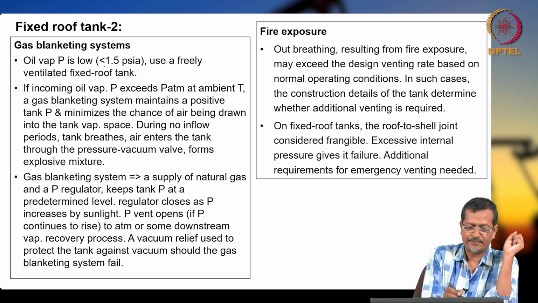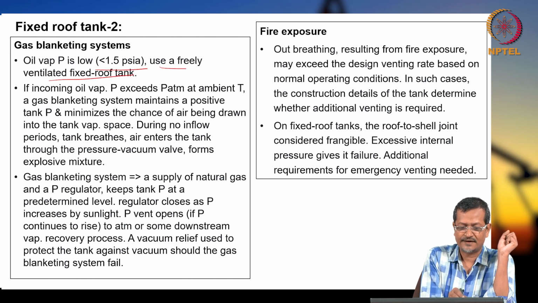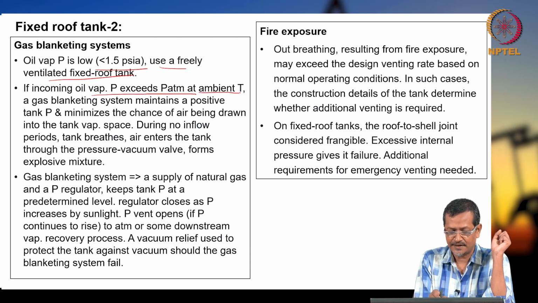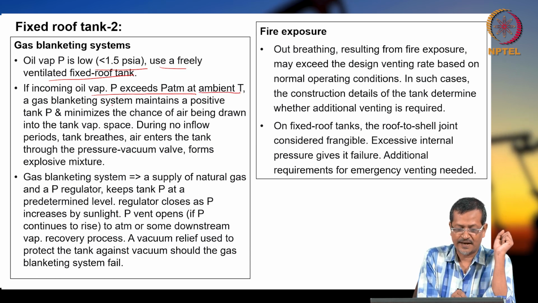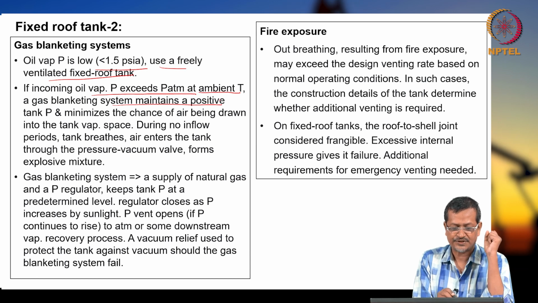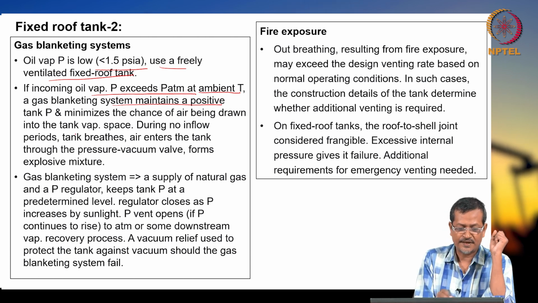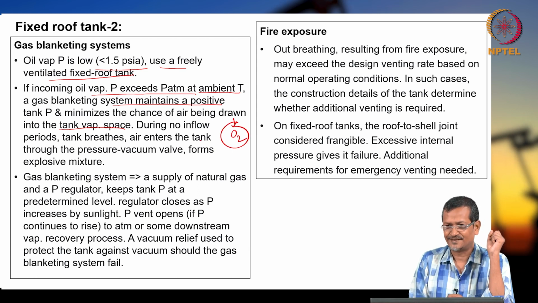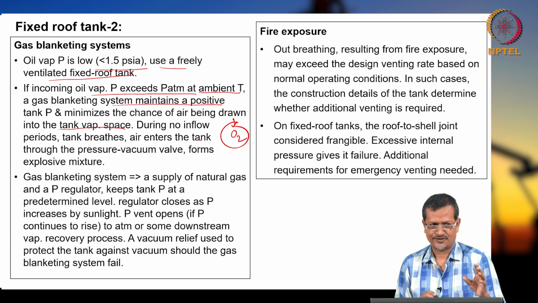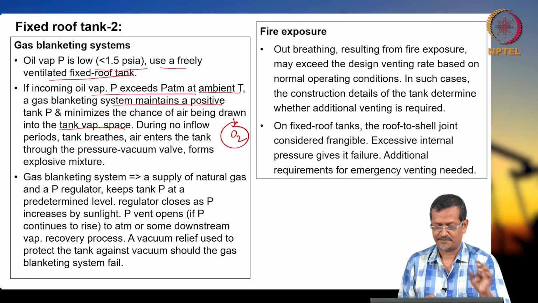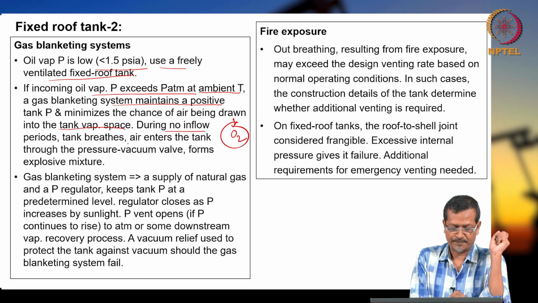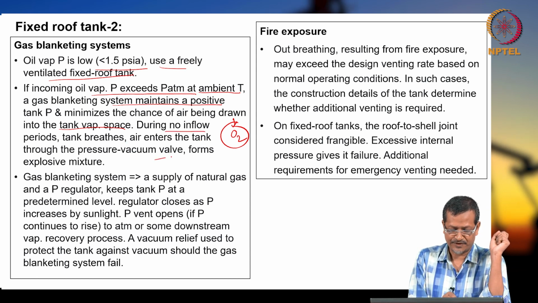If oil vapor pressure is very low, use a freely ventilated fixed roof tank if incoming oil vapor exceeds atmospheric pressure at ambient temperature. A gas blanket system maintains positive tank pressure and minimizes the chance of air being drawn into the tank vapor space. Air is basically the dangerous thing. Nitrogen is an inert gas, so it will not create any trouble, but oxygen is trouble. So, during a no-inflow period, the tank breathes, air enters the tank through the pressure vacuum valve, and forms an explosive mixture.